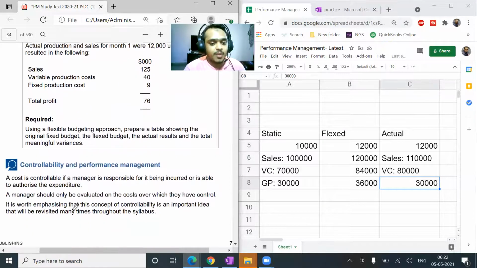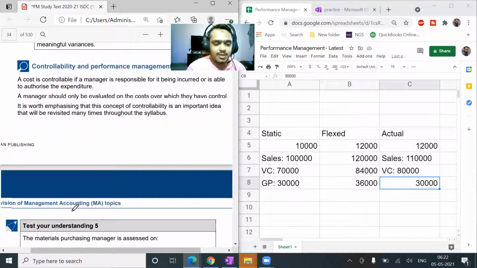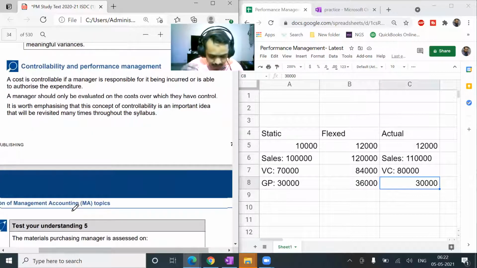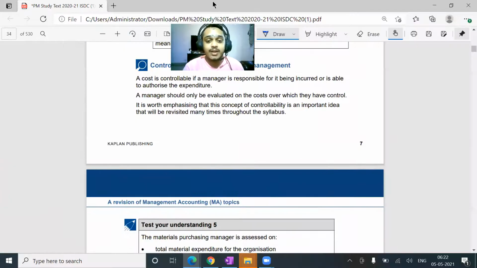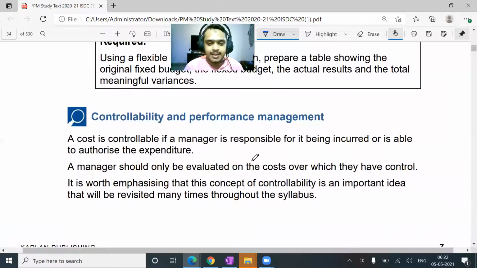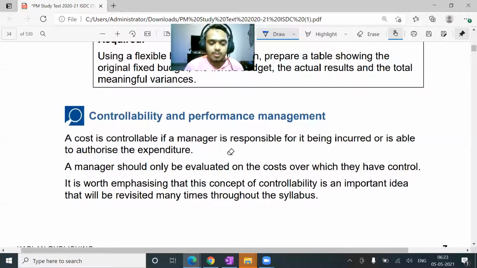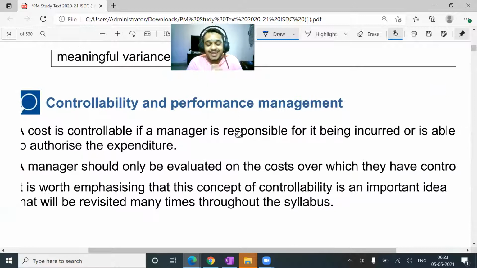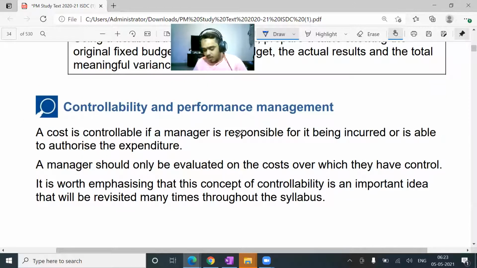All right. So now controllability and performance management. You can see in here there are a few costs which are controllable. There are a few costs which are not controllable. Let me just zoom this for you students so that you can see it clearly. Now, controllable, if a manager is responsible for it being incurred, that's controllable. And when you have a few costs which are controllable, you can assign that controllable cost and see the performances of managers.